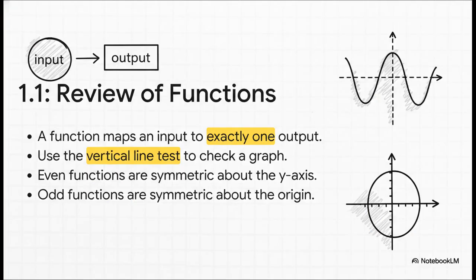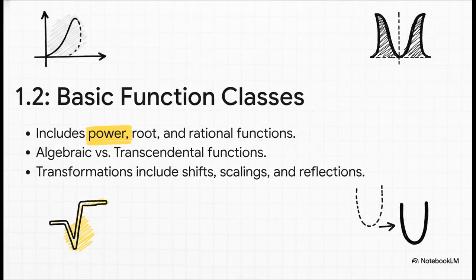So, section 1.1 was all about the basics, right? The key takeaway is that a function has exactly one output for each input, and we can easily check that with the vertical line test. We also covered domain, zeros, function composition, and the 2 types of symmetry, even and odd. Next up, section 1.2. This is where we started to categorize our functions. We looked at power, root, and rational functions, and we talked about that important difference between algebraic and transcendental functions. We also saw how transformations, like shifts and reflections, can totally change the graph of a function.